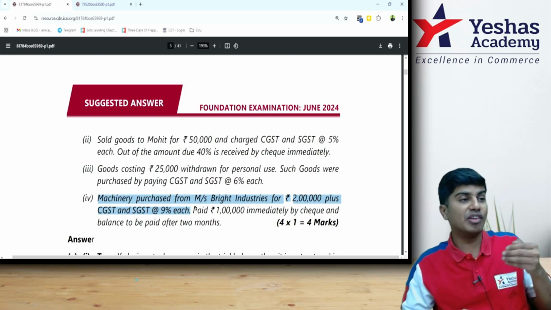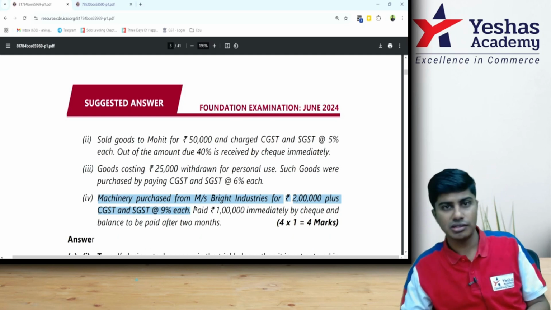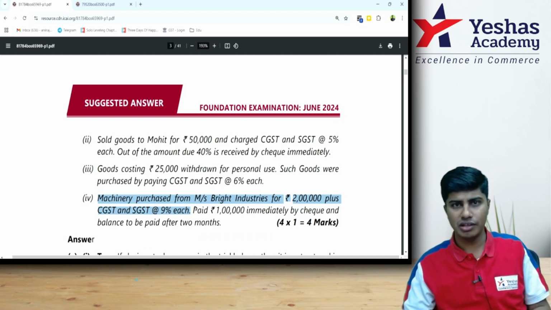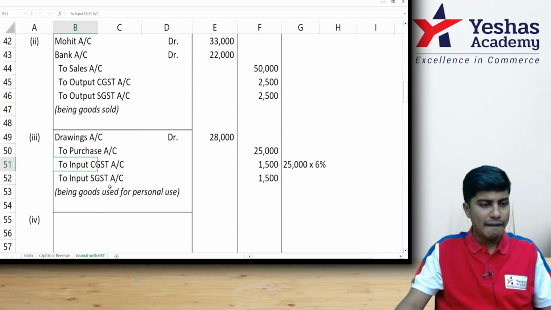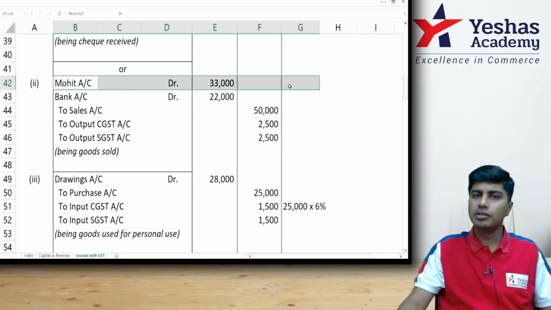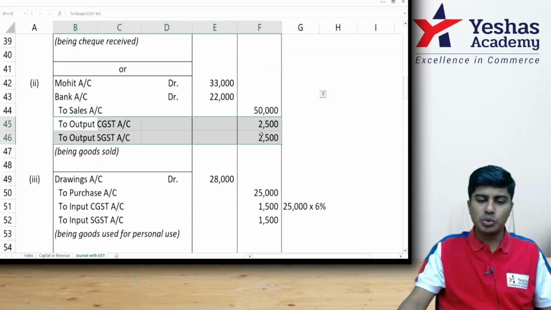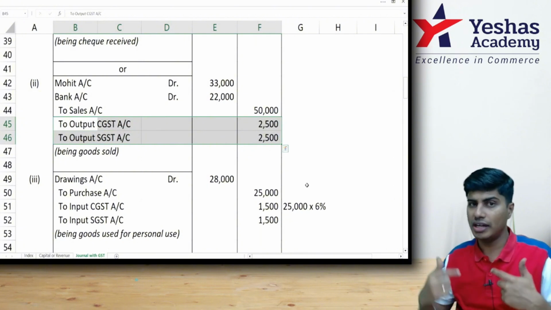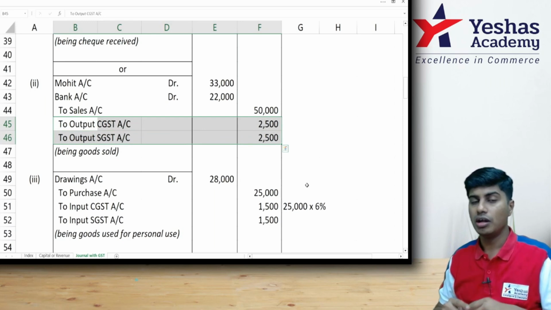If I can deduct it from the GST what I've collected on sales, input tax credit is available. If not, input tax credit is not available. Let me explain once again. Here we sold goods to Mohit. We've collected tax from Mohit 2,500, 2,500, 5,000. I told you this 5,000 I have to pay to government.